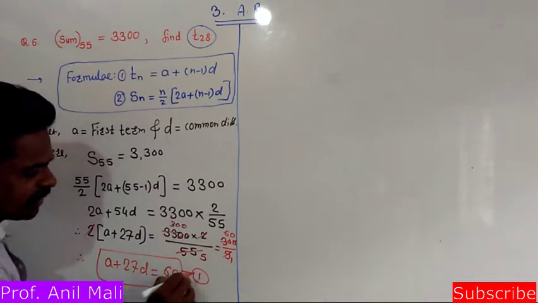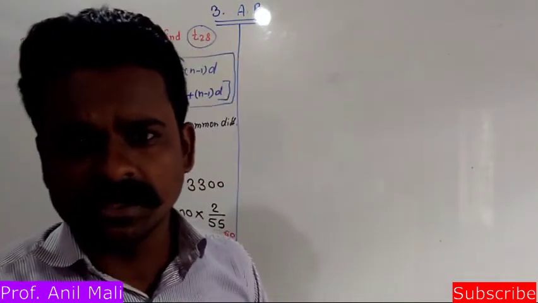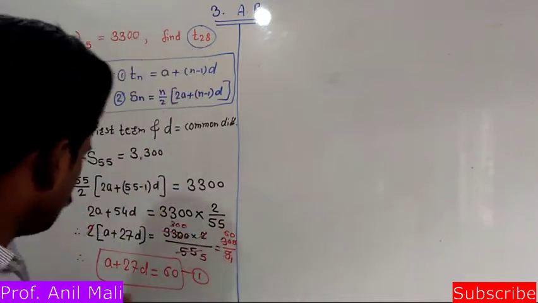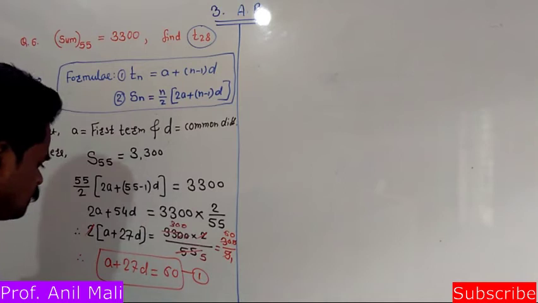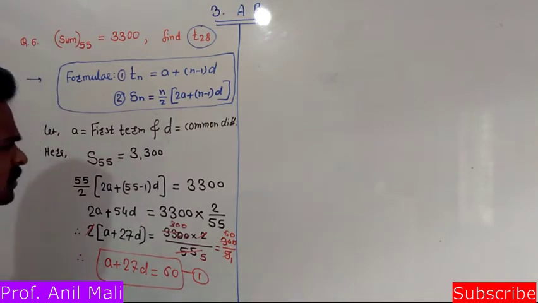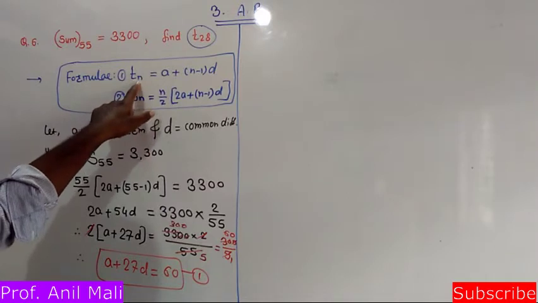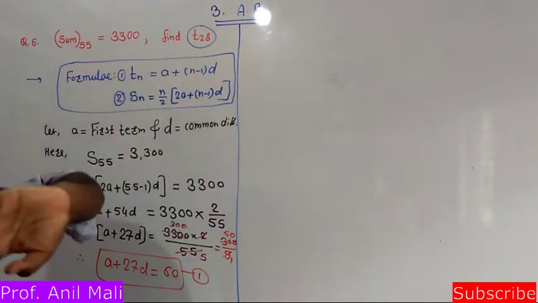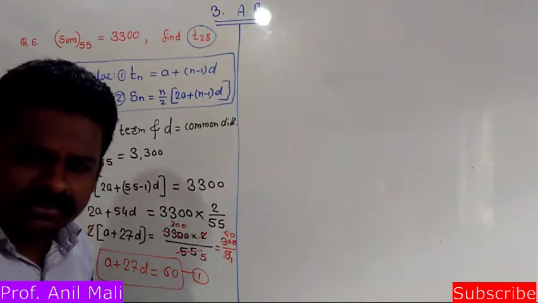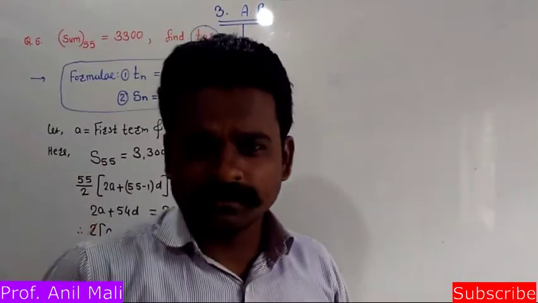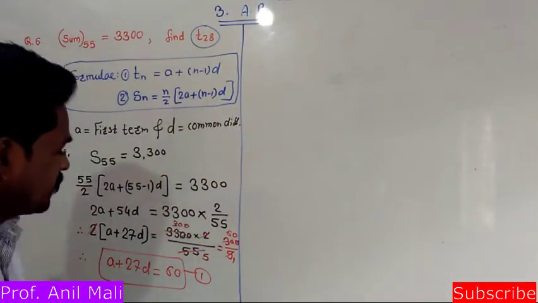Suppose this is my equation number 1. Now I don't know how much is A and how much is D, so I'll write only A plus 27D is equal to 60. No problem. Now if we want to find out T28, then we have to use this formula, that means Tn is equal to A plus n minus 1 into D. But we don't have A and D. So how can we find out this T28?